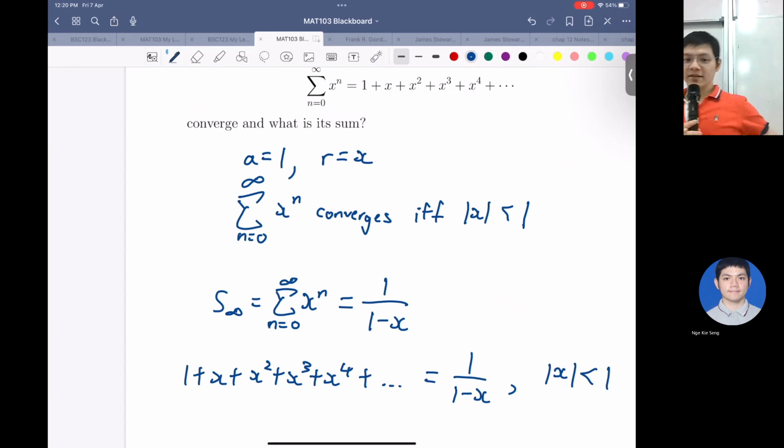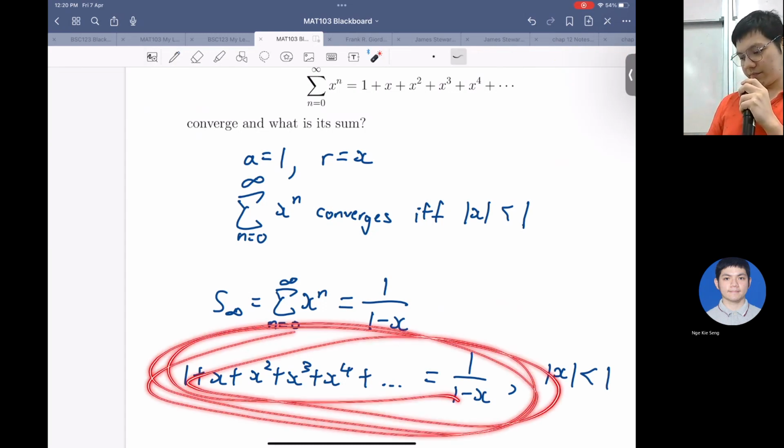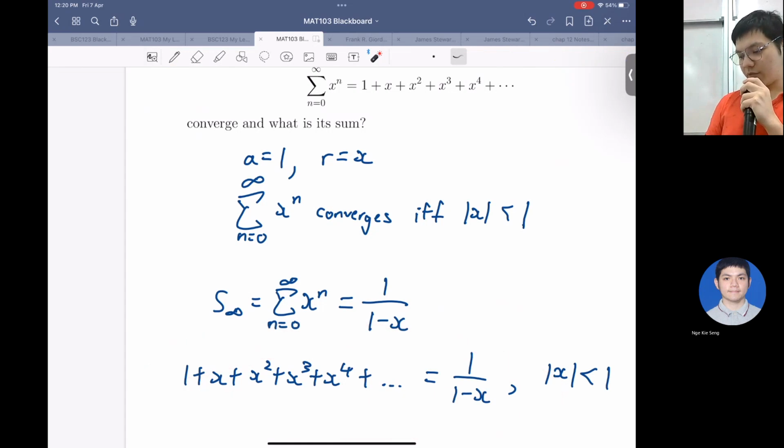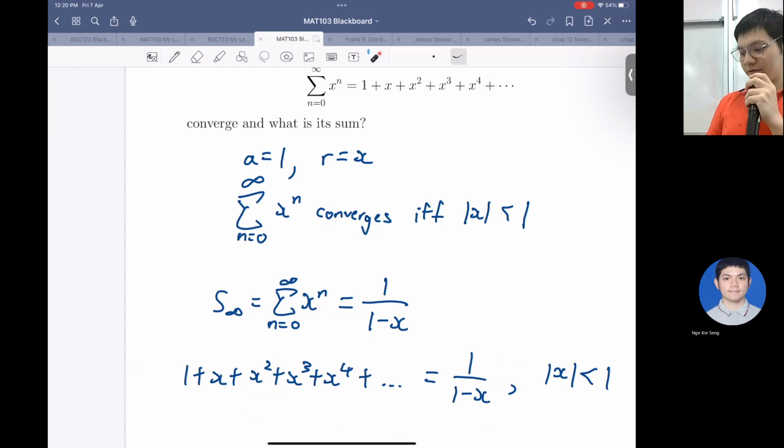Make sense? Okay. So this is one of the important power series you need to remember. Yeah, this is a very important power series. Really important. So if you sum up natural number powers of x, then it's equal to 1 over 1 minus x. Okay.